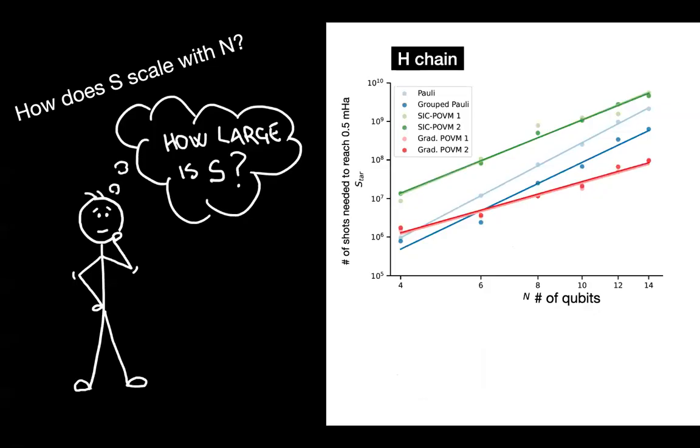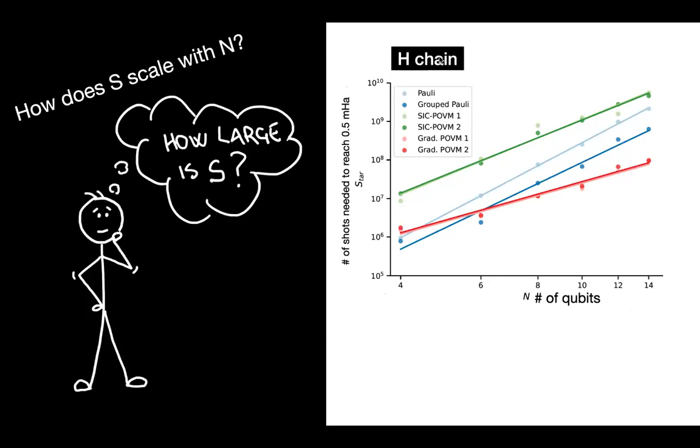Okay, now another important point is how does S, the number of measurements, scale with N? What is the behavior as we increase the number of qubits? And again, I compare these four different strategies. The standard one is the Pauli and grouped Pauli in blue. The informationally complete case is in green, and the adaptive is again in red. What I show in this plot is the number of shots needed to reach a certain accuracy, a certain error, in this case 0.5 millihartree, as a function of the number of qubits.